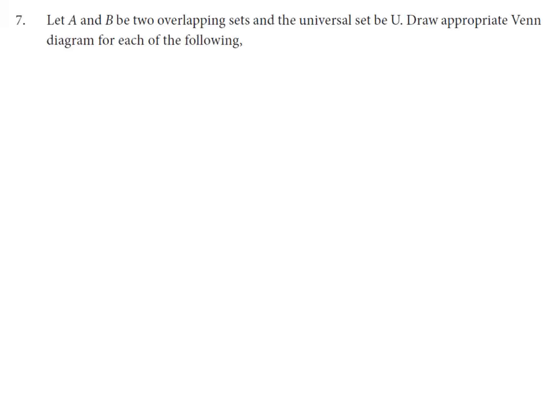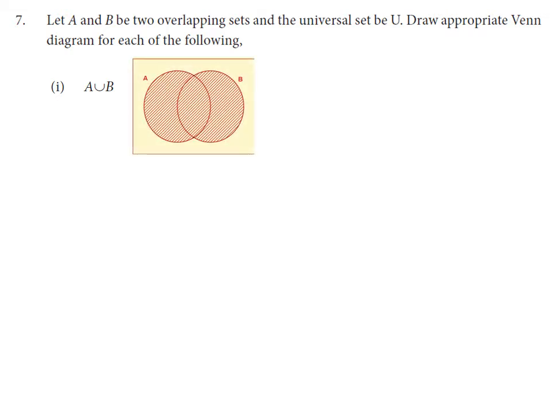Next problem. Let A and B be two overlapping sets and the universal set be U. Draw the appropriate Venn diagram for each of the following. In the previous problem they gave the diagram and we wrote the expression. In this they will give the expression and we are going to draw the Venn diagram. So use stencils to draw the circles, draw neatly. This is A union B: the universal set, and inside it A and B are two sets. A union B means combining A and B, so you have to shade full A and B.